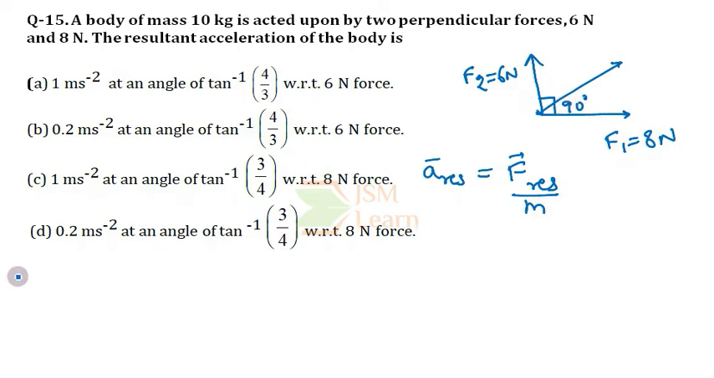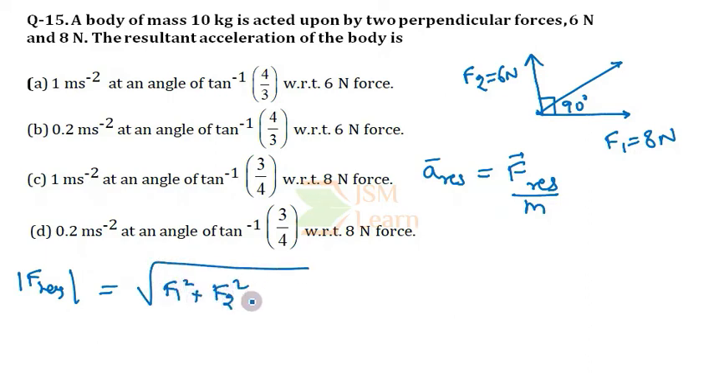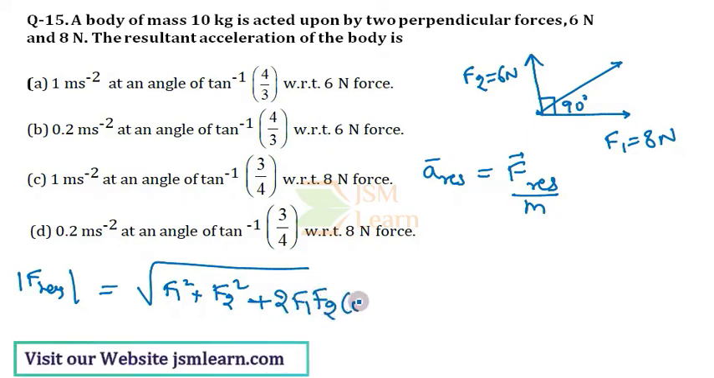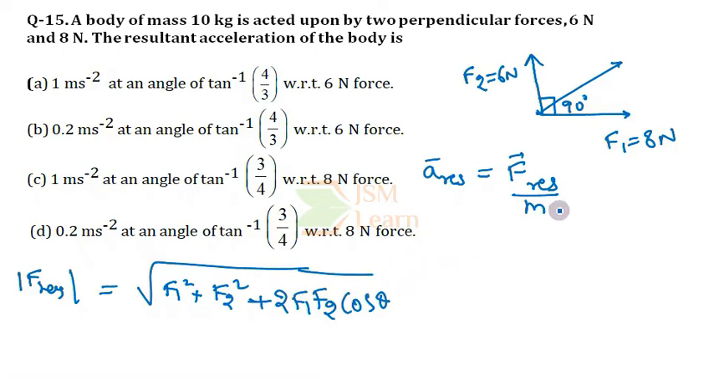Then we can directly use the formula: the magnitude of F resultant is given by under root F1 square plus F2 square plus 2 F1 F2 cos theta. Here theta is the angle between F1 and F2, and we know that the angle between F1 and F2 is 90 degrees. So cos 90 degrees will be equal to 0. So when we solve this further, we get under root F1 square plus F2 square.